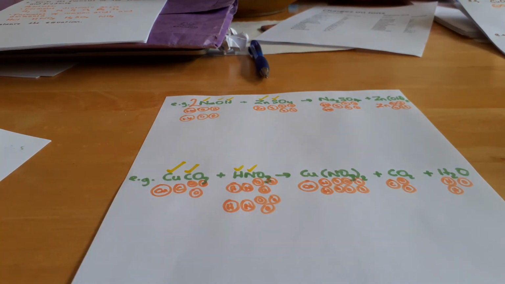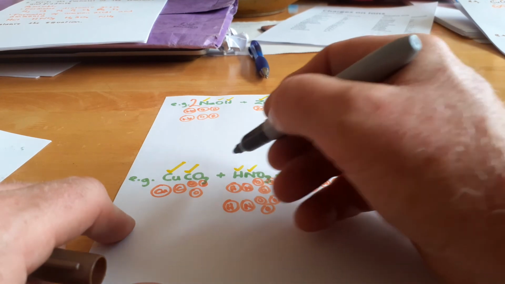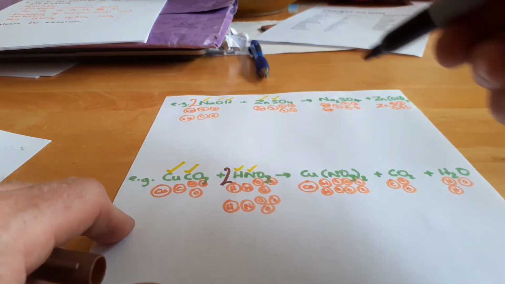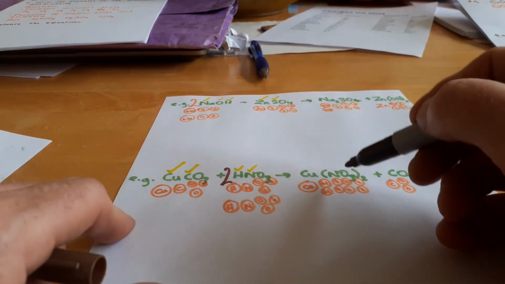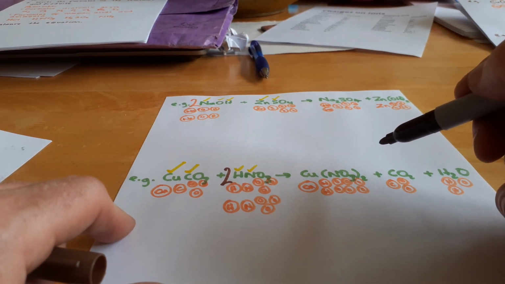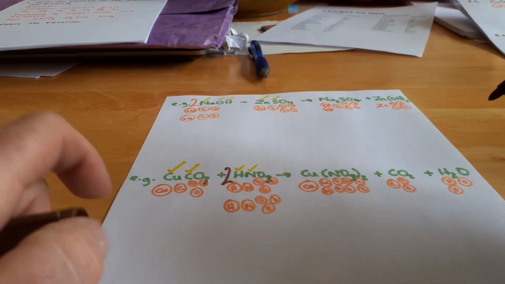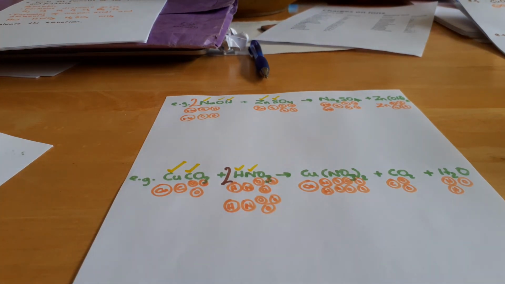So in terms of the balanced equation for this, we've got 1 copper carbonate, 2 lots of nitric acid, so it's 2HNO3, 1 molecule of copper nitrate, 1 of carbon dioxide, and 1 of water. Now this is a prime example of where we leave the oxygen to last, and if we balance everything else, the oxygens fall into place.